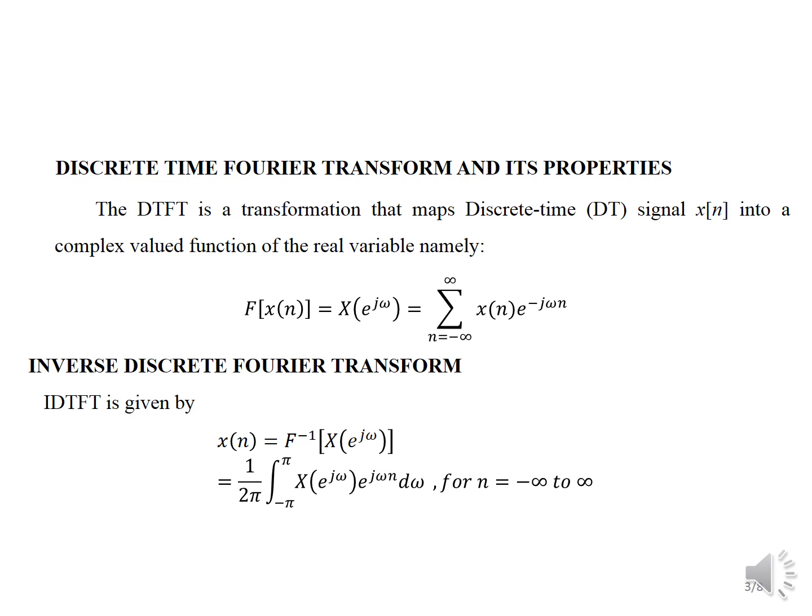It is a transformation that maps a discrete time signal x of n into a complex valued function of the real valued variable omega, namely F of x of n equal to X of e power j omega equal to summation n equal to minus infinity to infinity x of n into e power minus j omega n. The inverse discrete Fourier transform is given as x of n equal to F inverse of X of e power j omega, and it can be given as 1 by 2 pi integral minus pi to pi X of e power j omega into e power j omega n into d omega, where n varies from minus infinity.